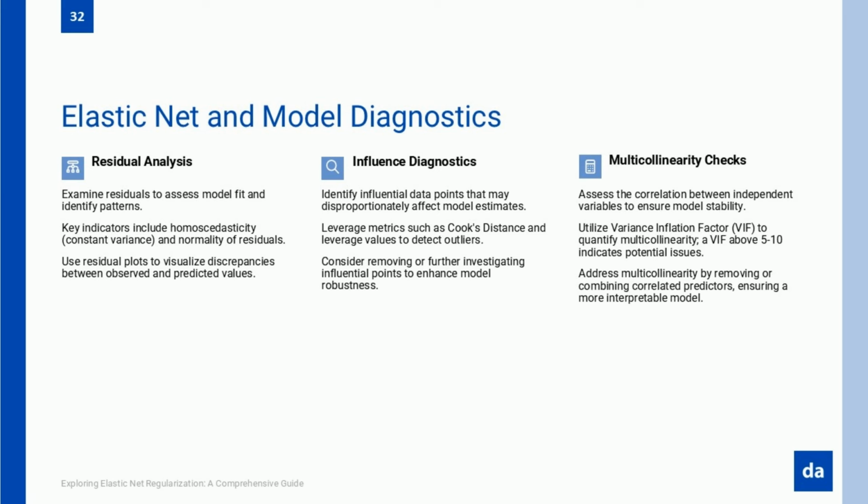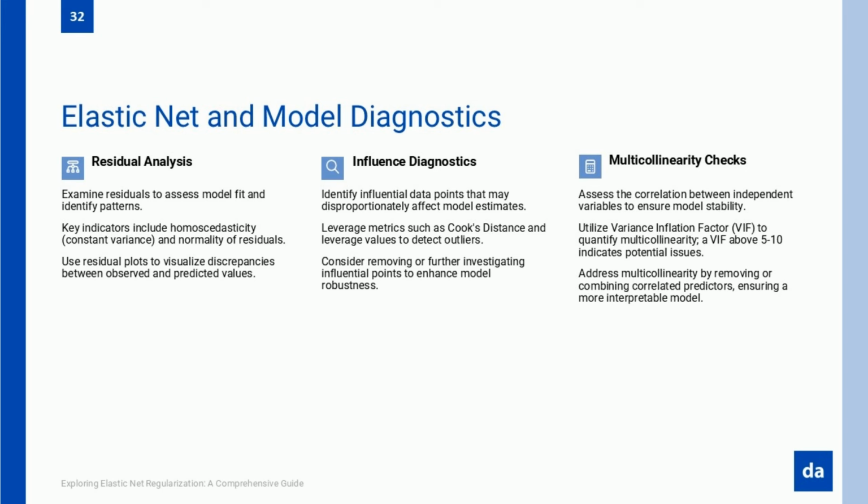One of the most important diagnostics is residual analysis. Residuals are the differences between the actual values and the predictions. If Elastic Net is working correctly, the residuals should be randomly distributed around zero without clear patterns. If we see a systematic trend, like a curve or clustering, it means the model isn't fully capturing the relationships in the data, and we might need to add interaction terms or reconsider feature selection.